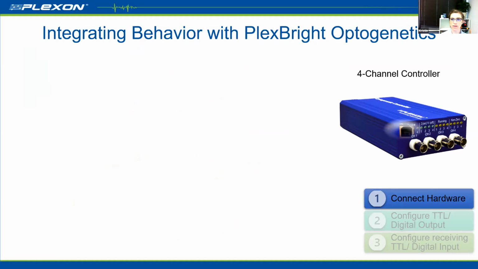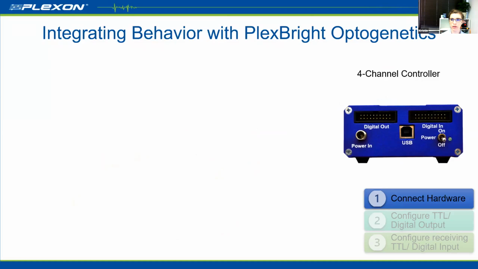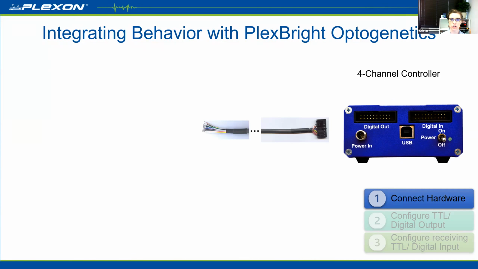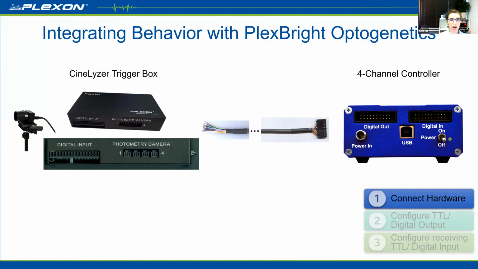So on the back of the 4-channel controller, there are digital input and digital output connectors. One of the connectors you can get from Plexon ends in bare wires. And these bare wires will connect directly to a Cineplex trigger box. So in Cineplex version 5, the trigger box acts as the relay for all the digital inputs and outputs.